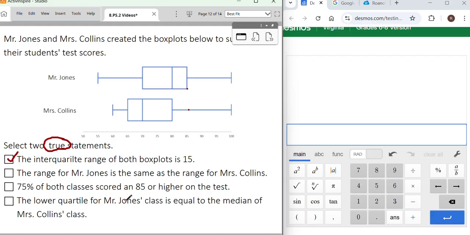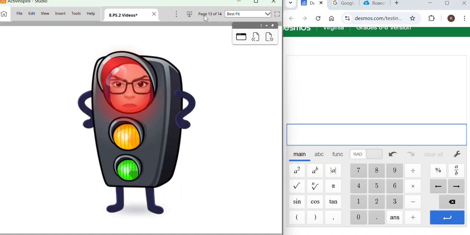Let's look at the last one. The lower quartile for Mr. Jones's class is equal to the median of Mrs. Collins's. Well, the lower quartile for Mr. Jones is there, and the median for Mrs. Collins is here. So, yes, that is true. They are equal. All right, that's the end of that one.